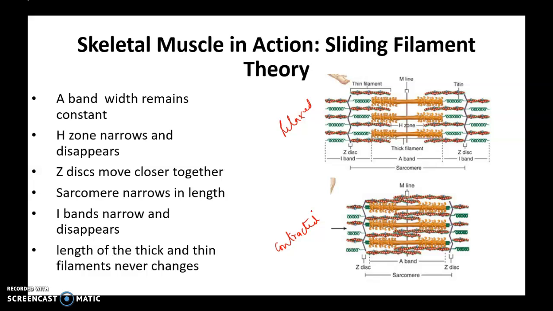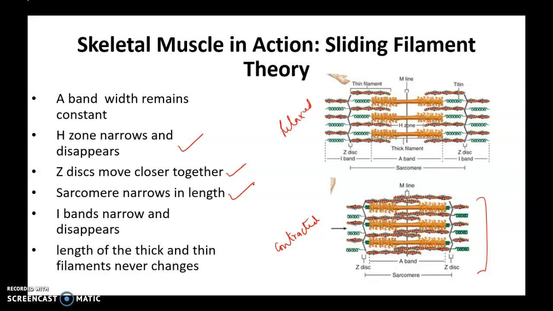As the Z discs come closer and the thick and thin filaments slide past each other, what do you notice about the H zone? If you look at the bottom picture here, do you really see an H zone with thick filaments only? You don't. So when a sarcomere is contracted, the H zone narrows and disappears. If you look at the length of the sarcomere, has it narrowed? Yes. So when a sarcomere is contracted, it narrows in length.